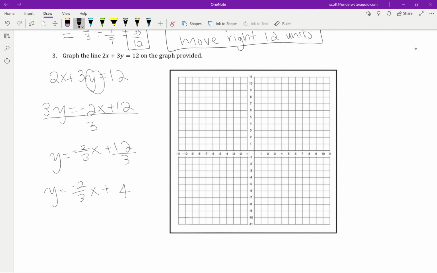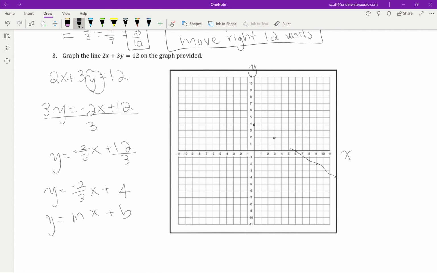If you remember, this is like y equals, or f of x equals, mx plus b. So I know that 4 is my starting point on the y-axis. I'll just draw my y-axis. I'm starting at 4, and then my slope says that I go down 2 and then over 3. Down 2 over 3, down 2 over 3. Okay, I apologize for how shady my line is going to be.